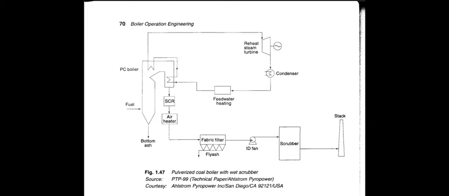In the water circuit we can see the feed water heating. After the feed water heating it goes to the boiler, where water gets converted to steam, and that steam goes to the reheat steam turbine. The exhaust goes to the condenser, and the condensed water goes to feed water heating.